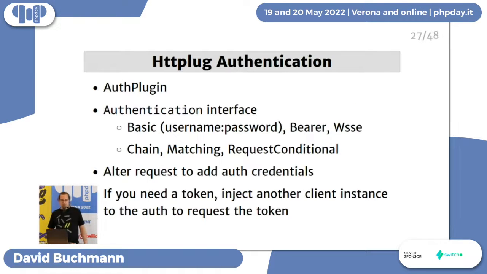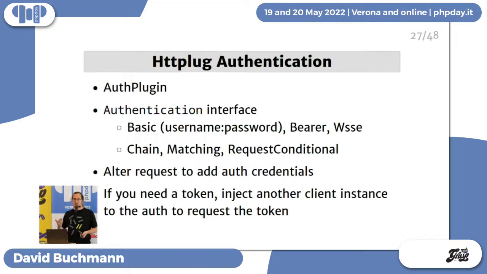Then the authentication plugin takes an authentication service, which we implemented the obvious ones again, like basic authentication or bearer, WSSE. And then we also have a utility authentication that can, for example, depending on where the request is going, authenticate or not, or authenticate differently. And the plugin just changes the request to include the authentication.